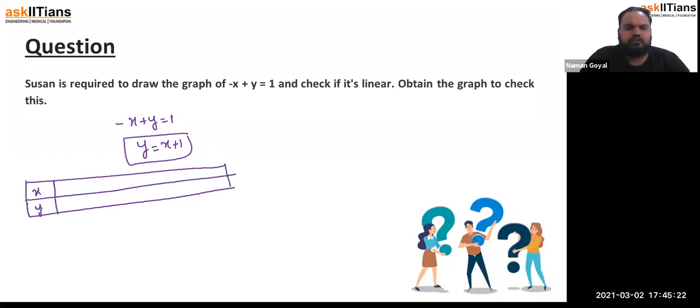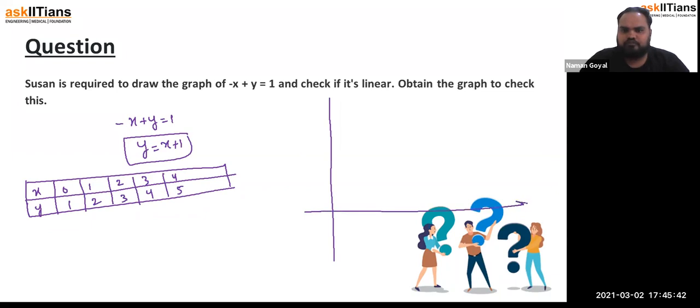See, if I take the value of x, what value of y do we get? If I take x as 0, then y is 1. If I take x as 1, y is 2, x is 2, y is 3, x is 3, y is 4, x is 4, y is 5, and so on. So we have to plot these points. This is the x-axis, this is the y-axis. 0, 1, 2, 3, 4, 5, 6, 7.